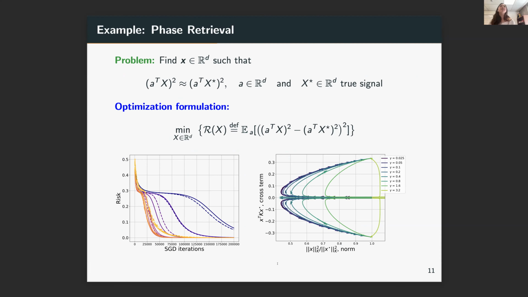And this works. So for instance, you could do things like phase retrieval. Here in phase retrieval, you're trying to find some unknown signal X star by only knowing things about the magnitude of it. You get A transpose X in your data, you only know the magnitude, the square. You can formulate this as an optimization problem, and you can predict the dynamics of it.